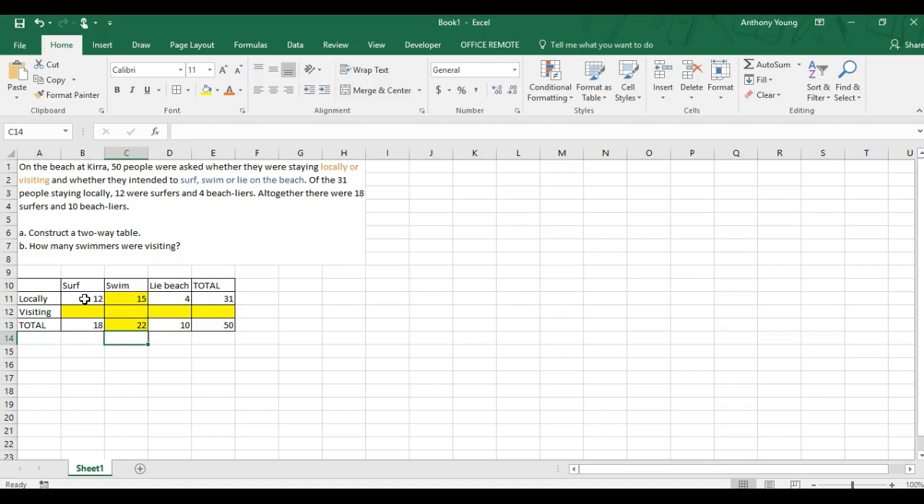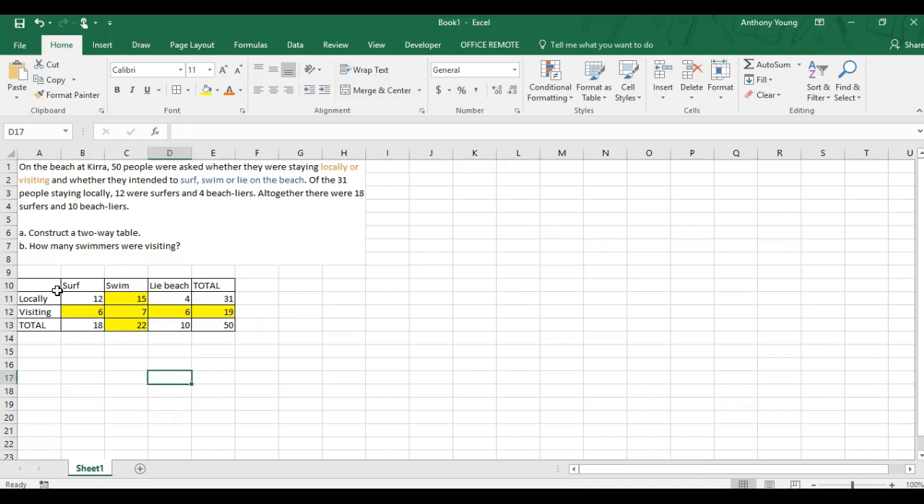Now I can work out the other way. I know that there's 12 locals, 18 total, so there's got to be 6 people who are visiting who are surfers. In this one, it's going to be 22, 7 people. And then in this one, it's going to be 10 take 4, 6 people. And now I can do my total. Add up these ones, and that gives me that. And I can double check, 31 plus 19 is 50.